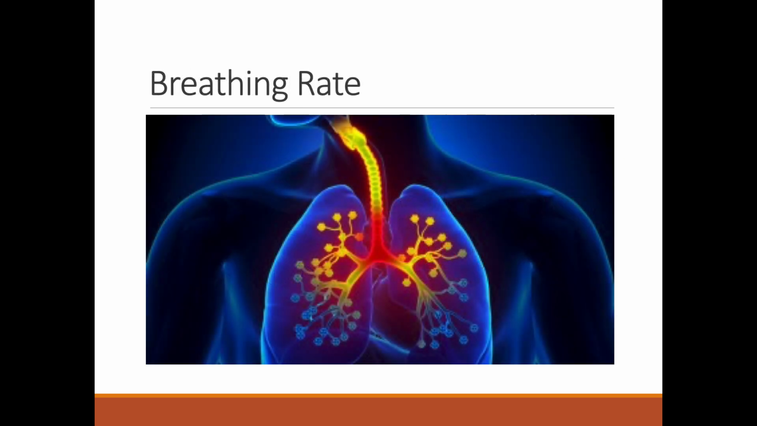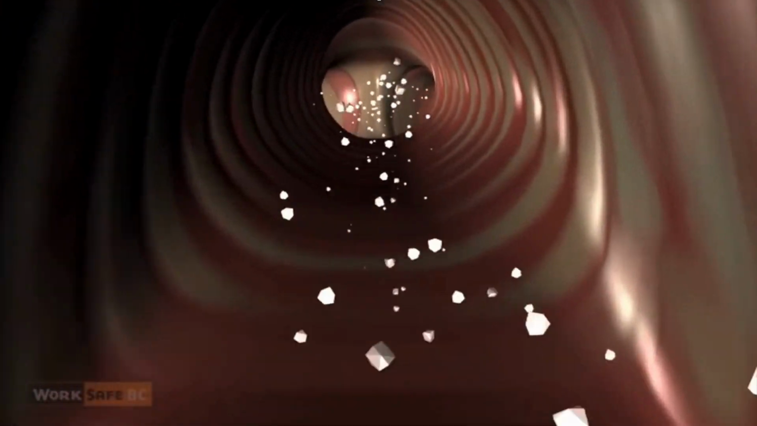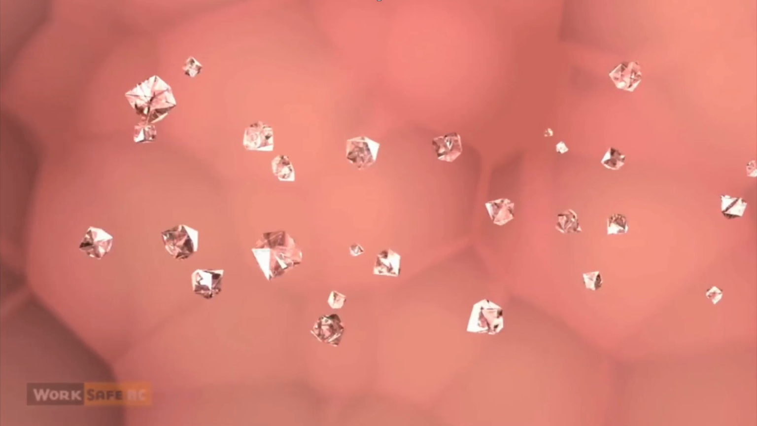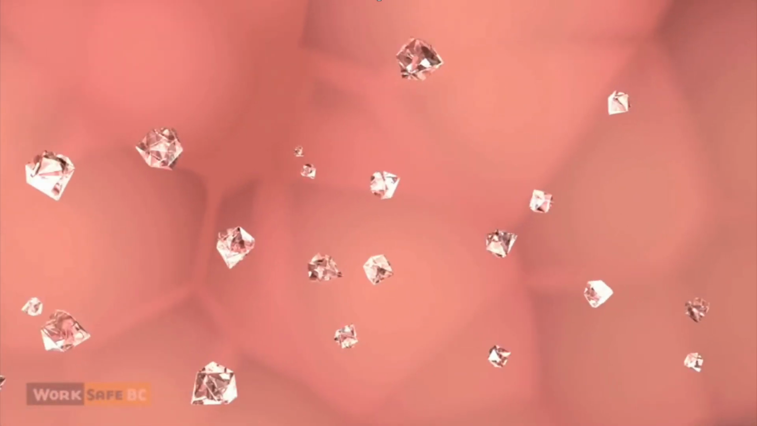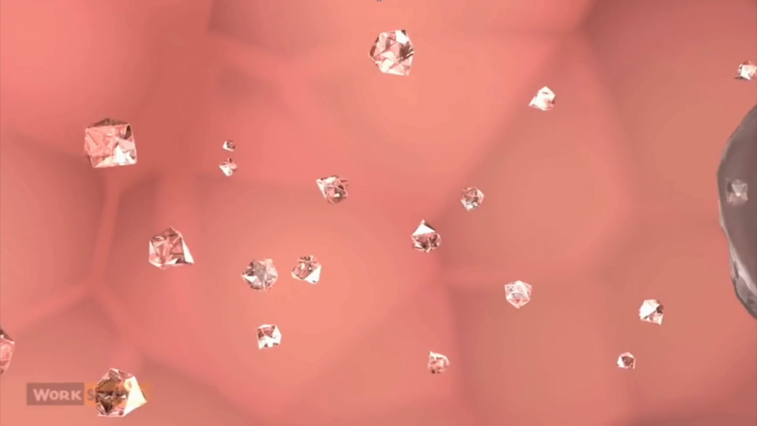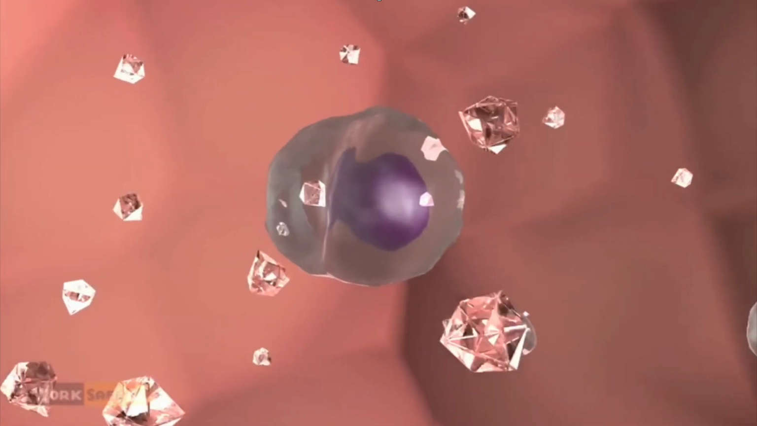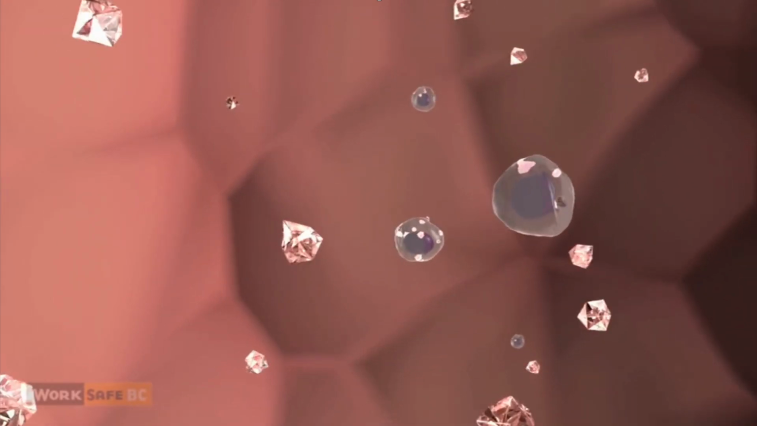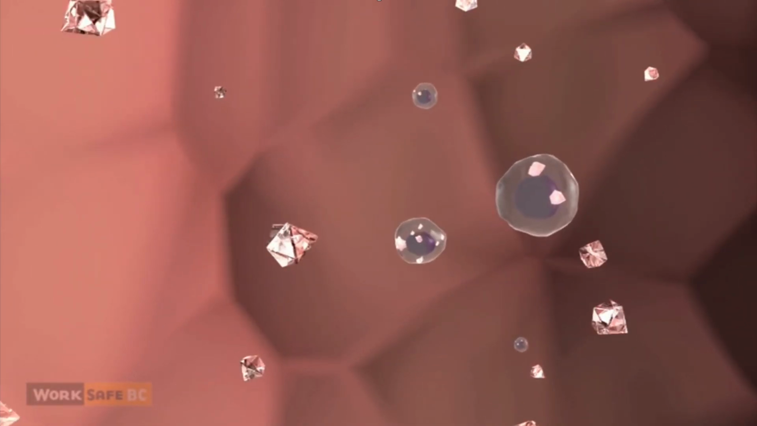So, this is how silica gets in your body and affects you. Silica crystals flow into his mouth and nose and down the air passages deep into the lungs. The tiny crystals enter the small, fragile air sacs, where oxygen is absorbed into the blood. Immune system cells, called macrophages, engulf and try to dissolve the crystals, but they are unable to. Over time, more and more crystals build up inside the macrophage cells.